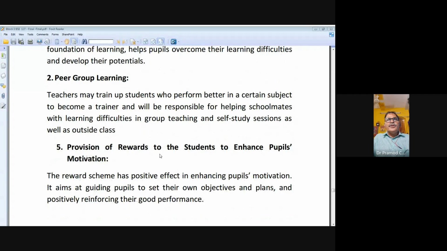Peer group learning is also there. Sometimes in the group, if we recognize the child and help the children and help the schoolmates also to find out certain learning difficulties in the group, he will be able to understand his own problem. Sometimes the teacher is also reflecting the different types of problems in the group learning, and also in that group learning self study will be there.